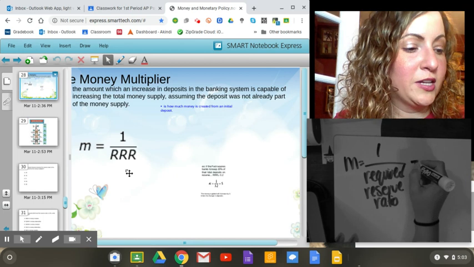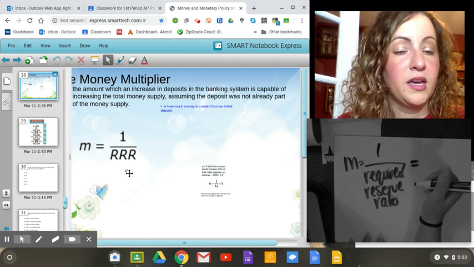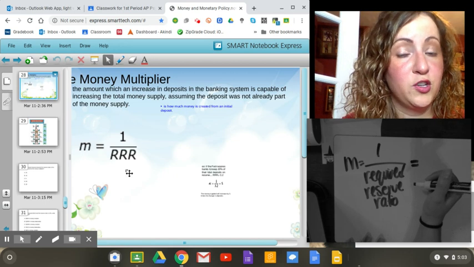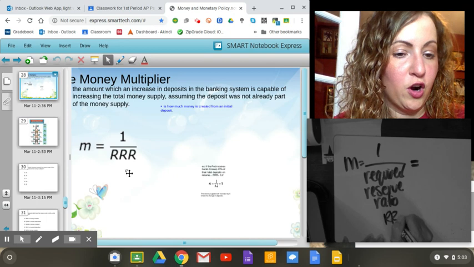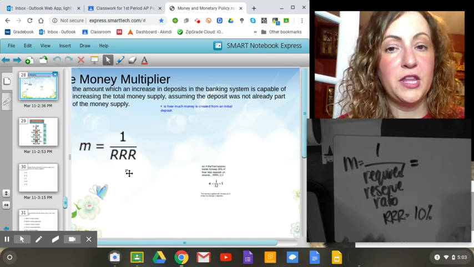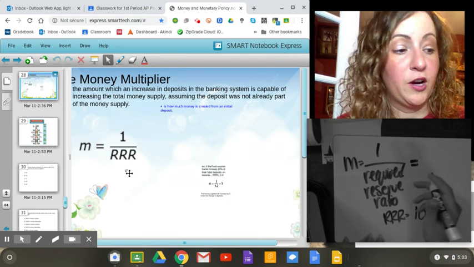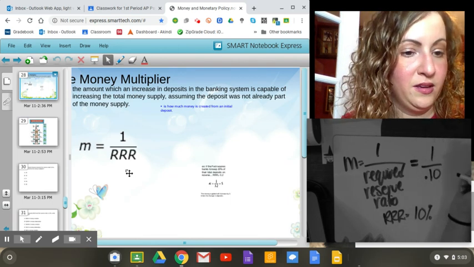So I looked it up last week, and I wanted to see what the required reserve ratio actually is. Right now, the required reserve ratio, the RRR, is 10%. So what that would look like on our money multiplier formula is 1 over, not 10, but 0.10.